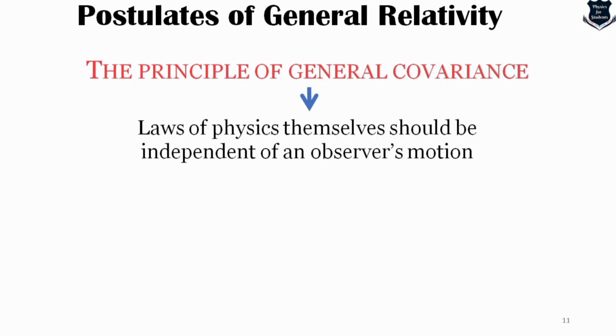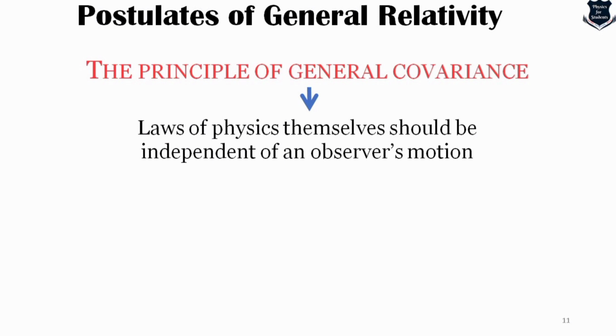Okay. Now, what are the postulates of general relativity? Why is this important? The first postulate is called the principle of general covariance. Often I have seen that people generally miss this. So what it says is that the laws of physics themselves should be independent of an observer's motion.